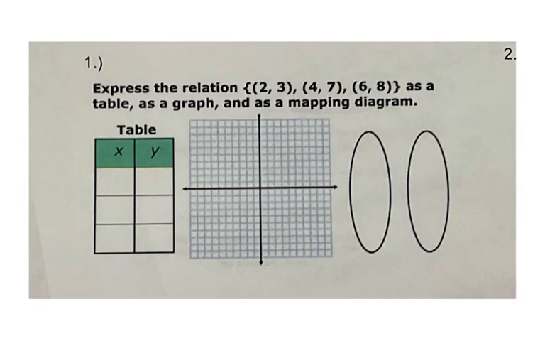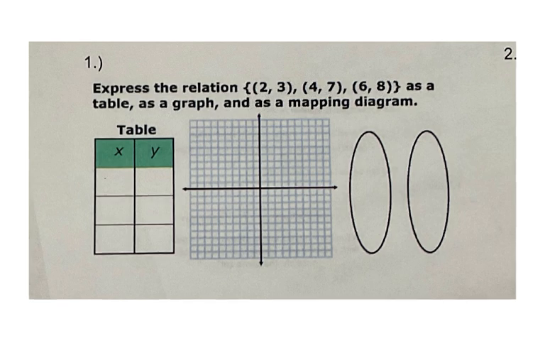Okay, so we're going to be taking relations and we're going to represent them in a table, in a graph, and as a mapping. And then we're going to determine if it is a function or not. So you can see here, this is a relation. This is just a set of ordered pairs. So if the ordered pairs are 2, 3, 4, 7, and 6, 8, can we write that information in a table?